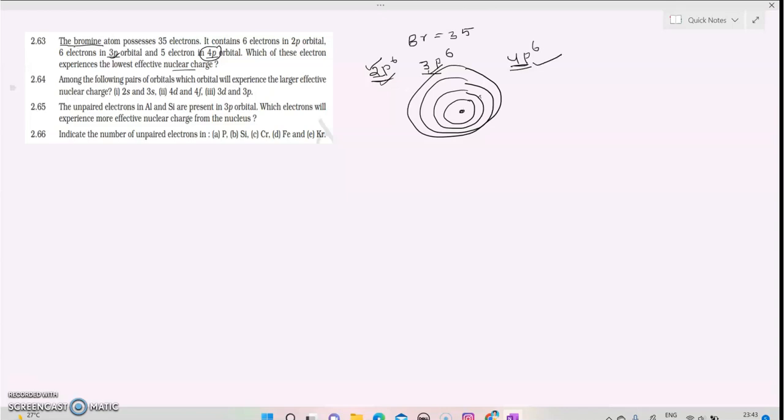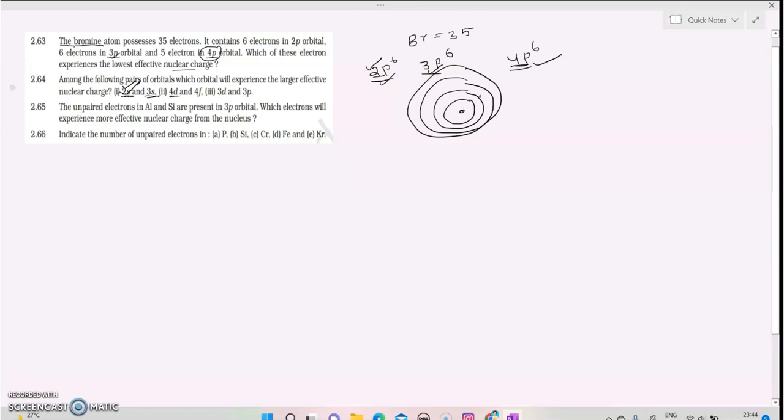Go for the next question. Among the following pairs of orbitals, which orbital will experience the larger effective nuclear charge? 2s and 3s, 4d and 4f, 3d and 3p. Which one will experience larger? So you see here 2s and 3s they have given. In this pair, 2s is very close to the nucleus and 3s will be away from the nucleus. Why? Because when n value increases, the distance from the nucleus to that shell also increases. So that's why here 2s will experience more.